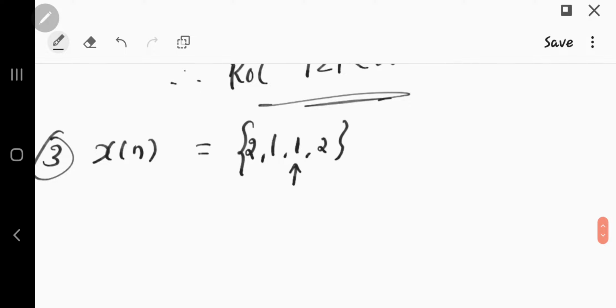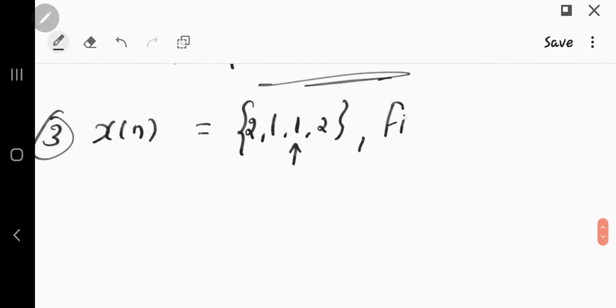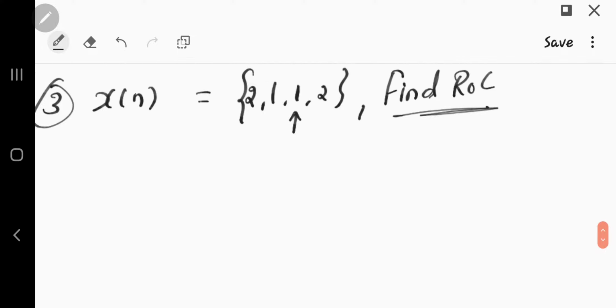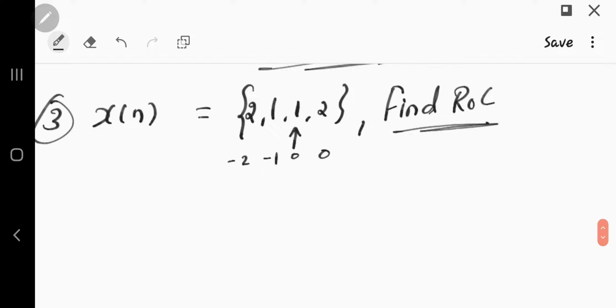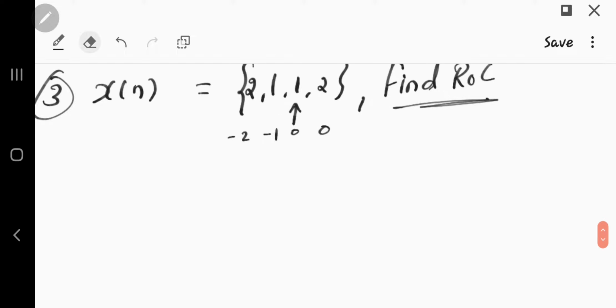Here is the origin. Next, find the ROC. Now to find the ROC, this is origin, this is -2, -1, 0. So this, sorry, this one is 1.